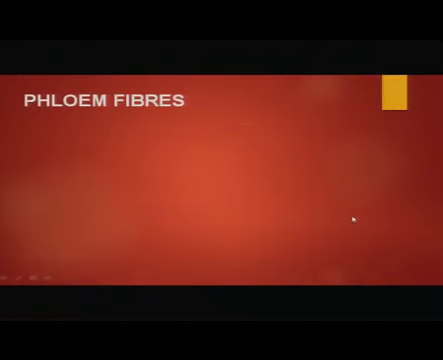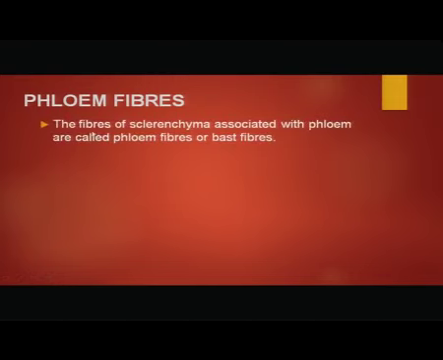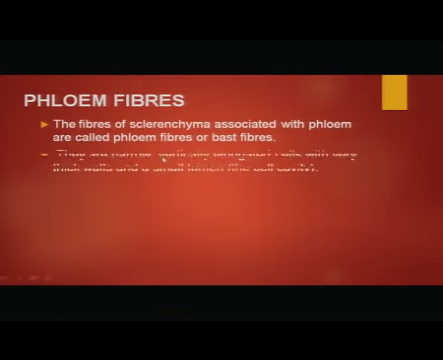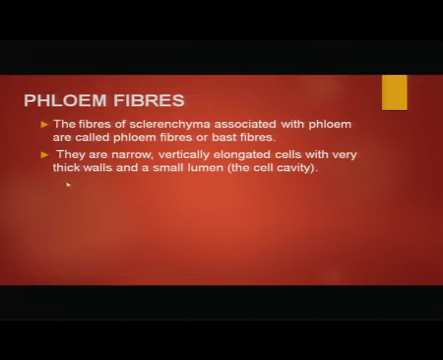The last element of the phloem is the phloem fiber. The fibers of sclerenchyma associated with phloem are called phloem fibers or bast fibers. Again, I repeat that these fibers are made up of sclerenchyma, that is, these are the same sclerenchymatous fibers that you studied about under simple permanent tissues. But when they are associated with phloem, then they are known as phloem fibers or bast fibers. They are narrow, vertically elongated cells with very thick walls and a small lumen, that is the cell cavity.